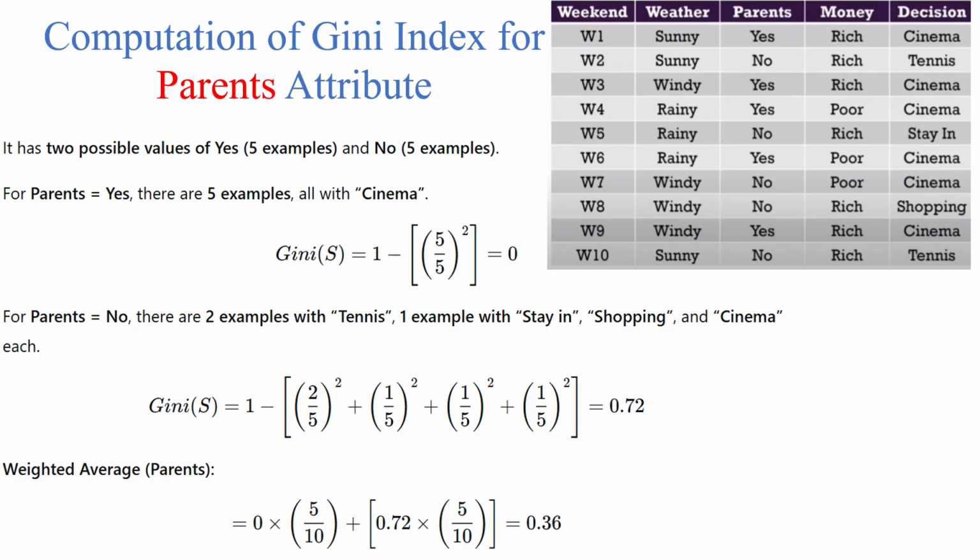So in total 5 samples: 2 for tennis, 1 for stay in, 1 for shopping, 1 for cinema. So in total 4 splits, and all 4 values have been mentioned here. After the calculation, we got the value 0.72. Now the weighted average for parents: the Gini for parents equal to yes is 0, and that probability is 5 by 10, plus the Gini for parents equal to no is 0.72, and that probability is again 5 by 10. If you calculate, we get the weighted average as 0.36.